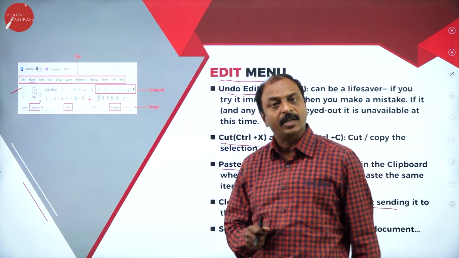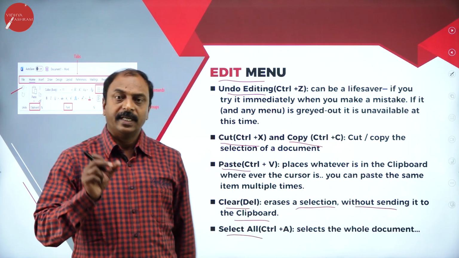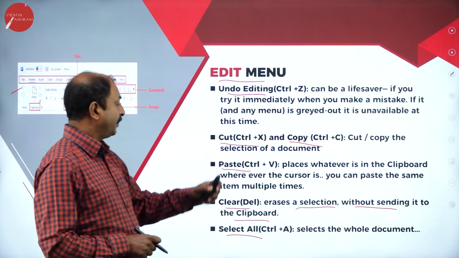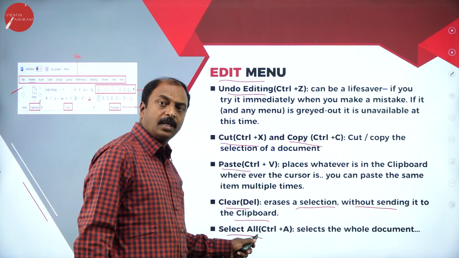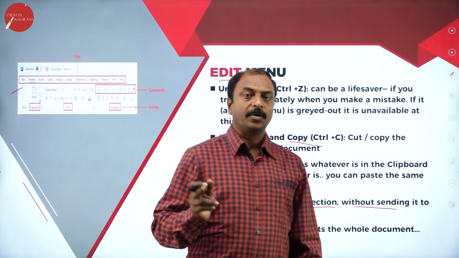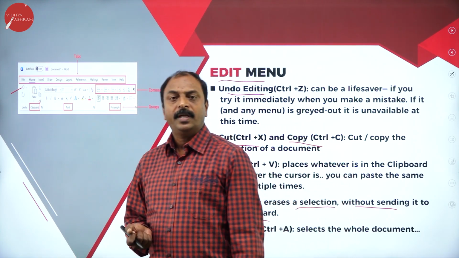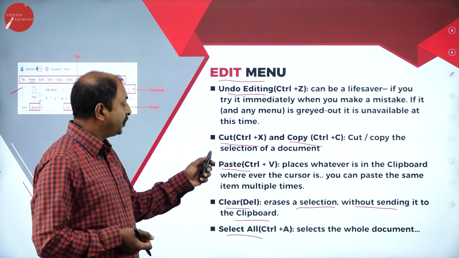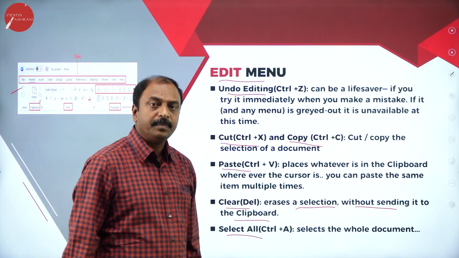If you select the clear option, it deletes the selected part from a document. So this is the clear. And the next one is the select all option, or the shortcut key is Control plus A. It selects the whole document, so then you can do any operation or any work on this. So these are the different options under the edit menu.